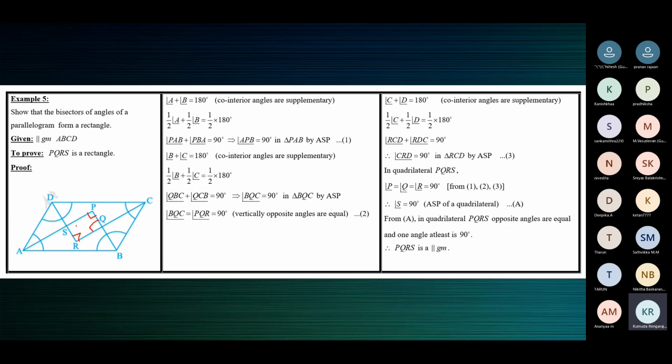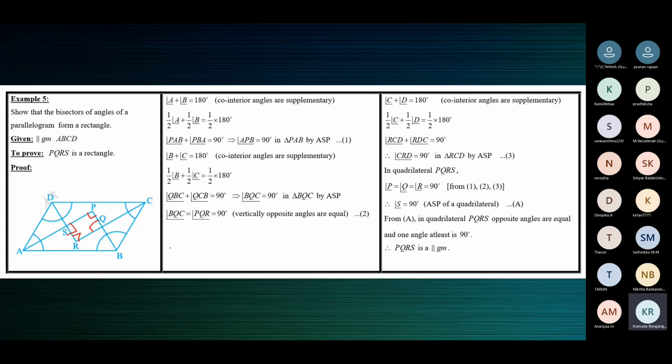So by angle sum property of a quadrilateral, this one has to be 90 degrees, because in a quadrilateral, the sum of all the four angles is 360 degrees. It's equal to four right angles. We have three right angles already, so the fourth one has to be a right angle.